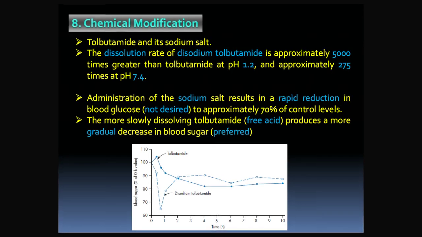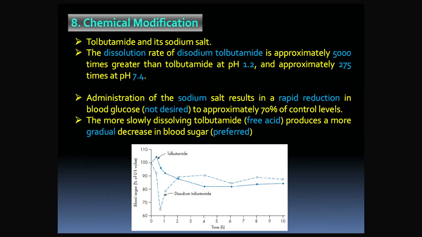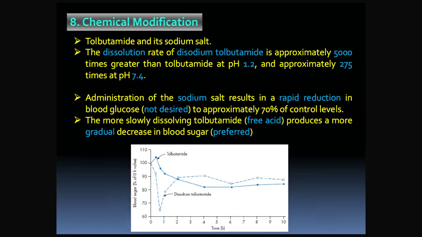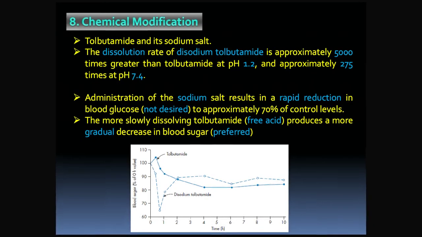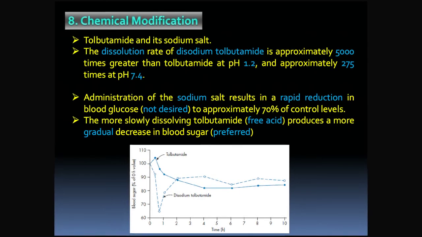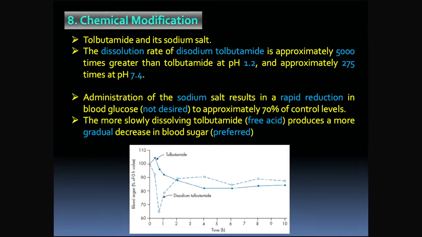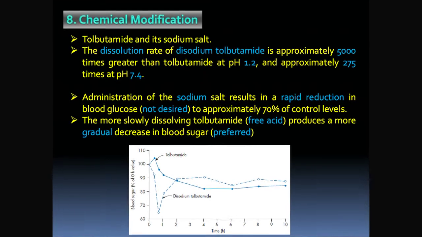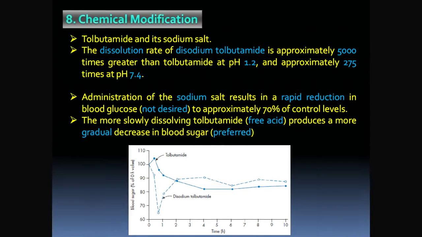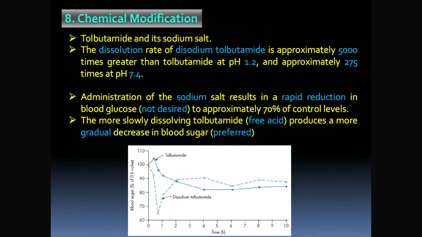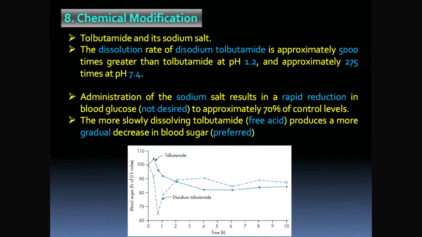Chemical modification through salt formation accelerates the dissolution rate by a factor of 5,000 at an acidic pH of 1.2 and by 275 times at a physiological pH of 7.4, showcasing a massive shift in the molecule's affinity for the aqueous medium. Witness the resulting blood sugar profile, where the salt's rapid dissolution causes an abrupt drop to 70% of the baseline, a response that is often too volatile for clinical safety.